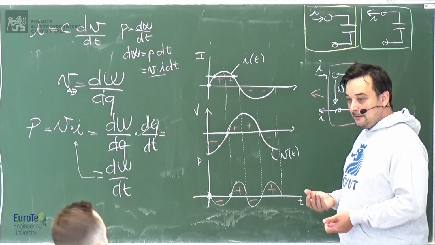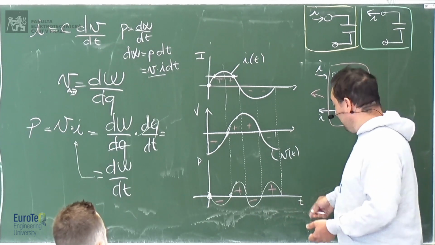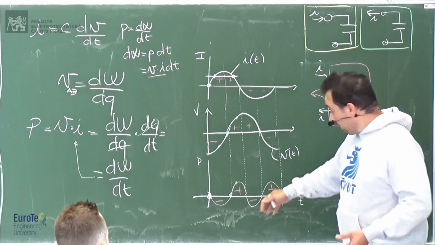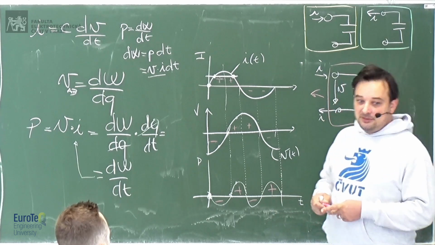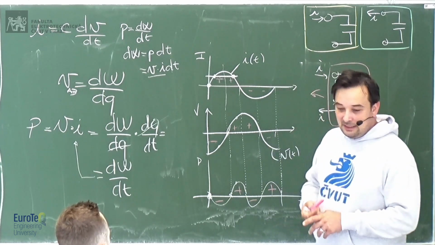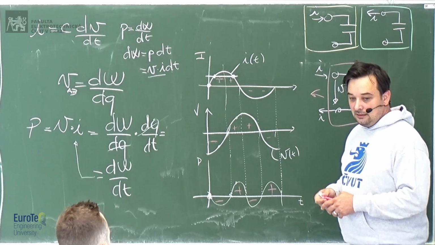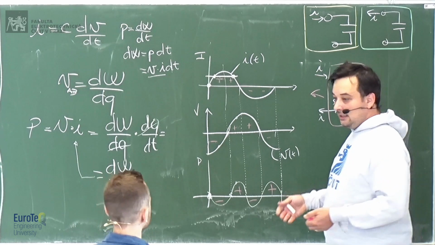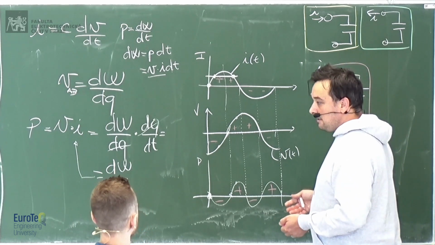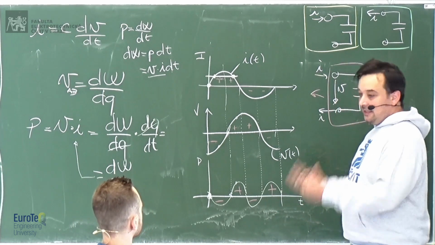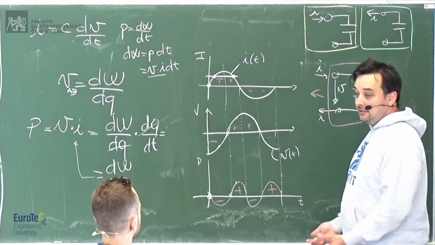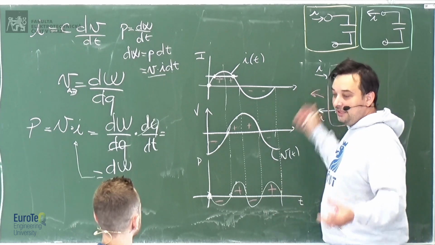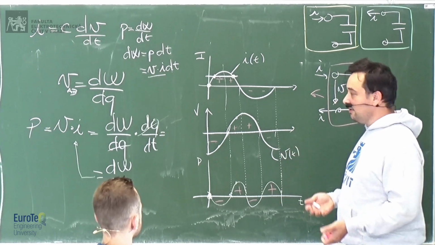And if we integrate the power over a period, we would get 0. This tells you that the capacitor doesn't dissipate any energy, okay? It's just a storage. You can put energy in, and you can take it out. But the energy is not going anywhere else if it's an ideal capacitor.